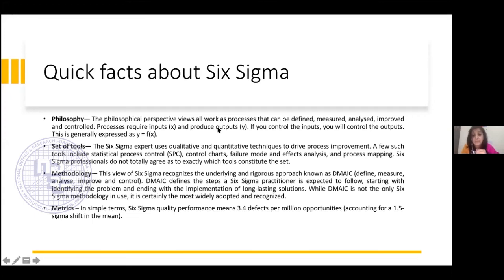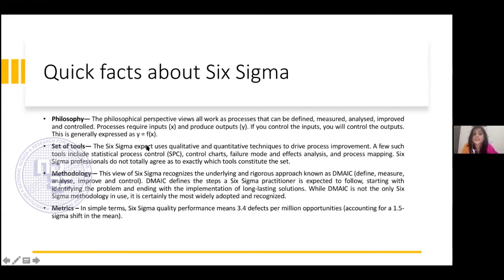And it is very predetermined. The goals are preset. When you enter into a Six Sigma project, you know exactly what you are trying to achieve. You're not exploring or inventing something new, but you are trying to discover where things went wrong. This is generally expressed as y equals f of x.